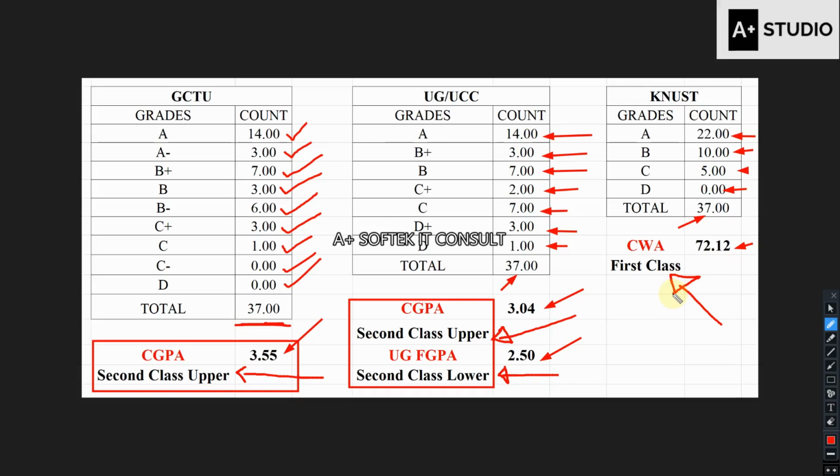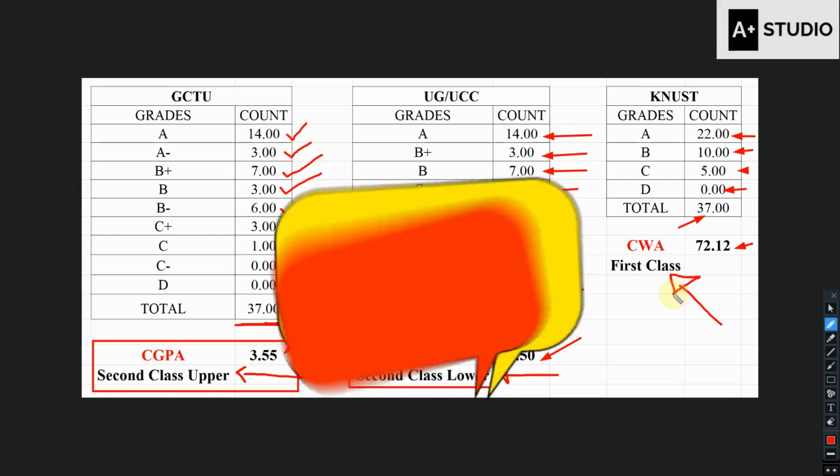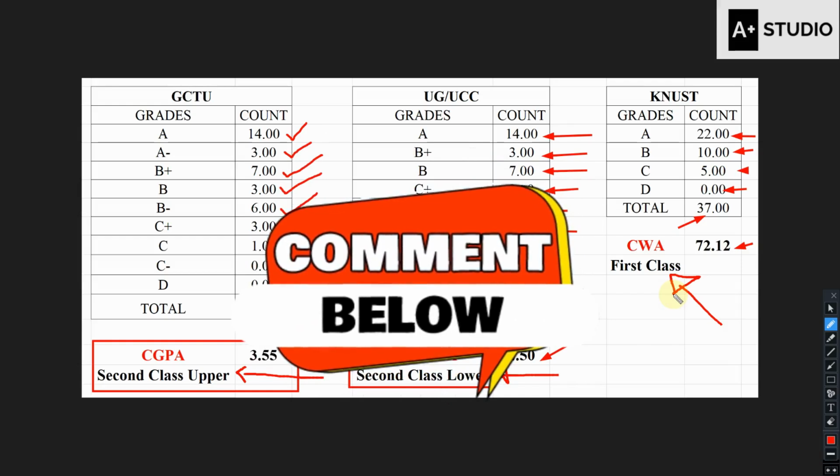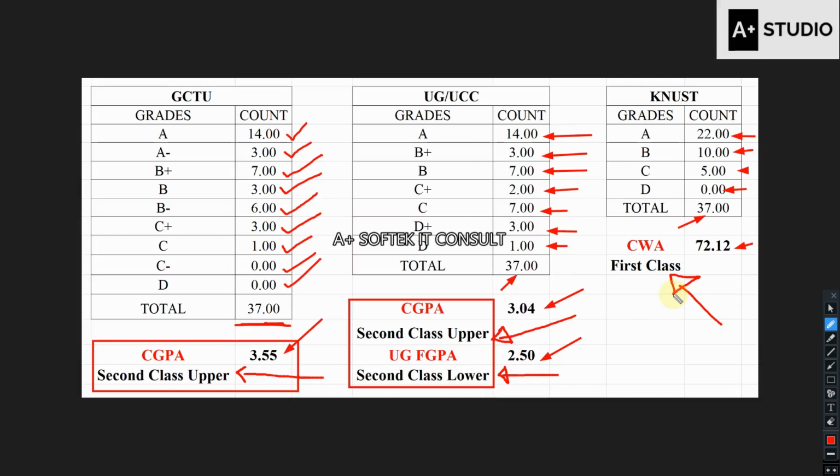I know you are thinking, is the CWA that simple, or is the CGPA difficult? That is for you to judge. If you have any comment, any discrepancies, just put it in the comment section. Okay, yes, this is fact. This is not something that we are predicting or soothsaying. We have the fact, we have the data right here. I'm going to leave the data with you.